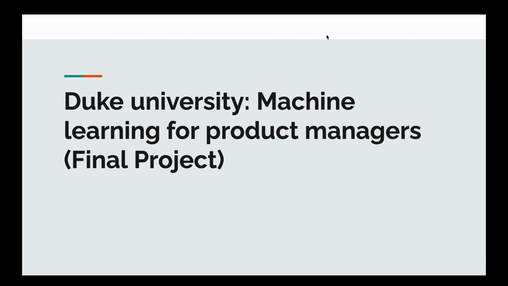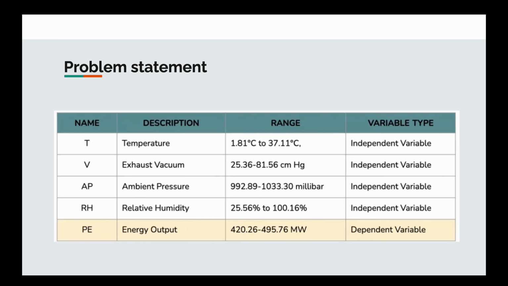Hello everybody. Today we will analyze my final project for the Duke University Machine Learning for Product Manager course. In this project, we will build a model to predict the electrical energy output of a combined cycle power plant, which uses a combination of gas turbines, steam turbines, and heat recovery steam generators to generate power.